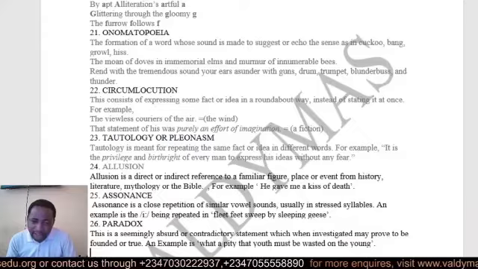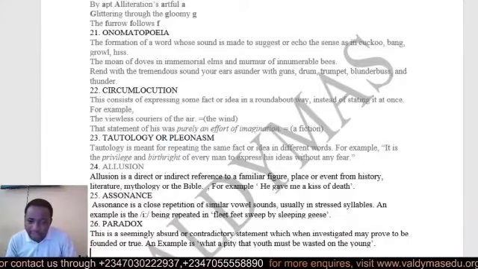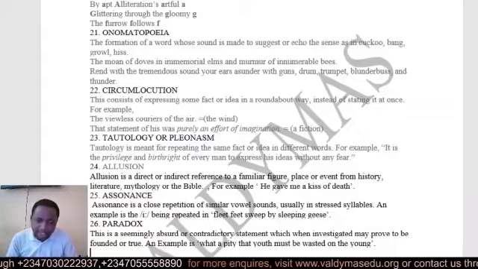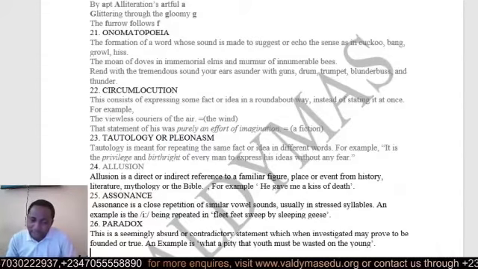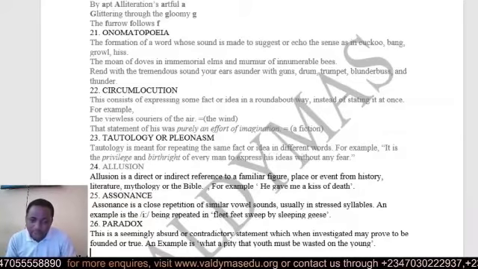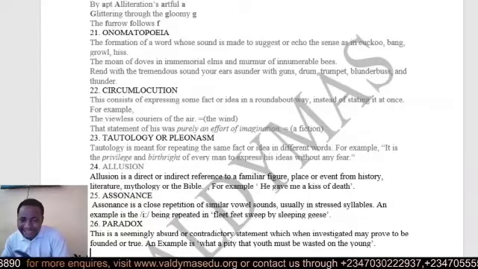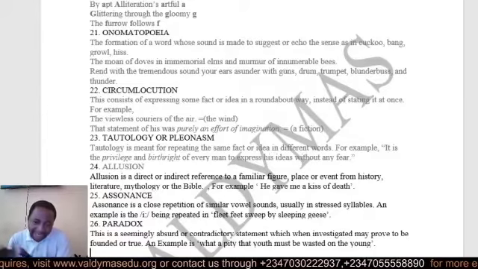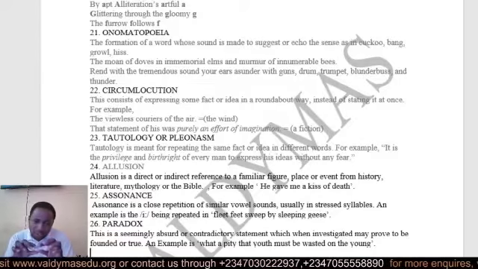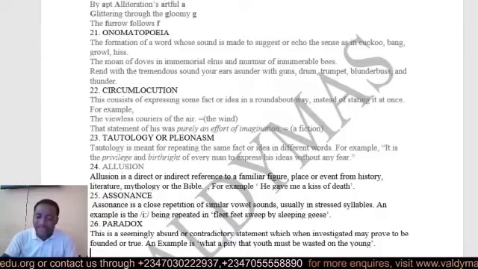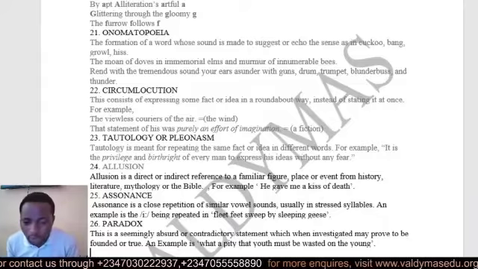Instead of saying the statement of his was a fiction, you say an effort of imagination. The viewless courier of the air, the courier, simply say the wind. So the viewless couriers of the air is blowing gently. The wind is simply the direct way. So by using this long expression for just a simple idea, the person is using circumlocution.